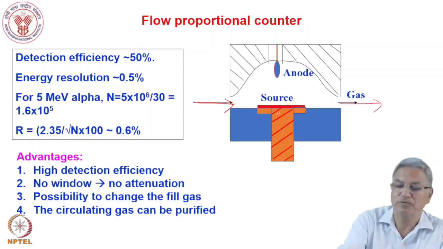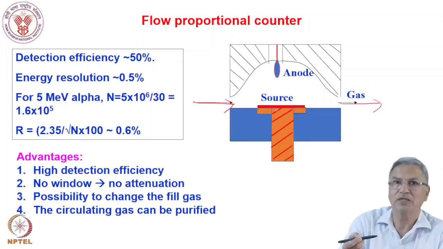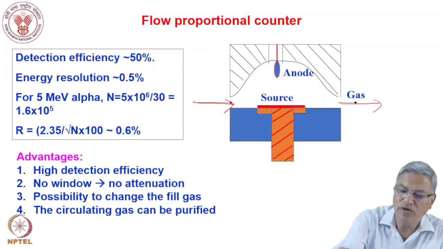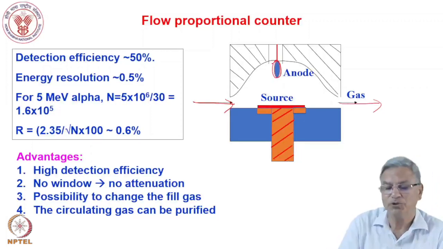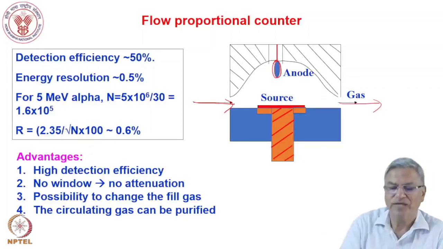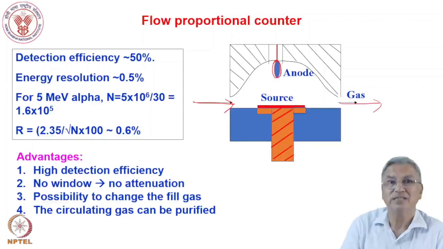You can remove it from this side by using a plate system. So you can lower it and then take it out. Then you have the anode in the form of a loop on which you apply the positive potential. The flow of the gas has the advantage that the purity need not be so strictly high. You can purify the gas, you can have a circulation loop for purification. The advantages are many.